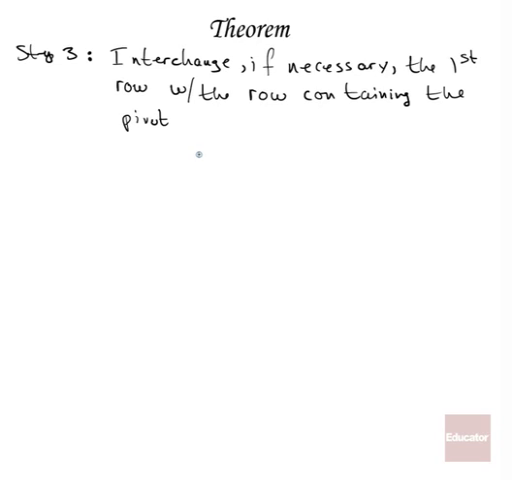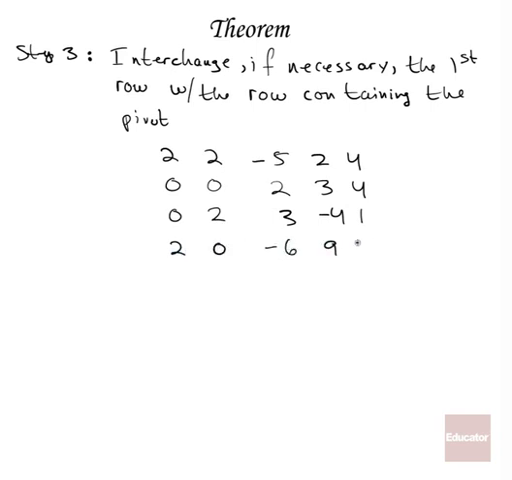When we do that, we end up with the following matrix. 2, 2, negative 5, 2, 4, 0, 0, 2, 3, 4, 0, 2, 3, negative 4, 1, 2, 0, negative 6, 9, and 7. So all we've done is we've exchanged the first and third rows. That was the one with a pivot. We put it on top. Okay.